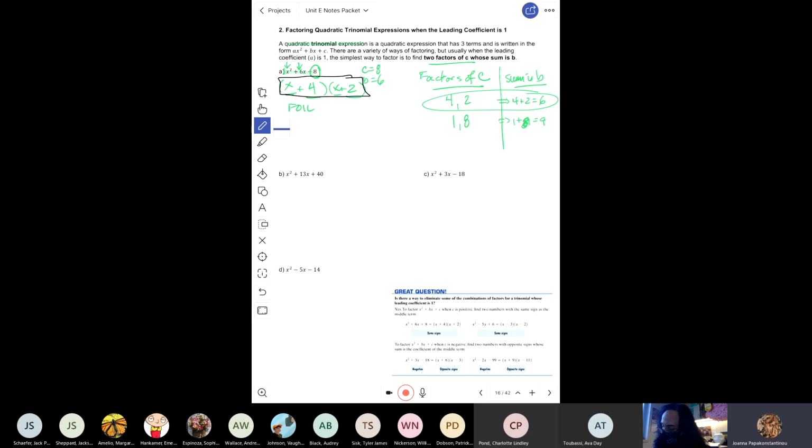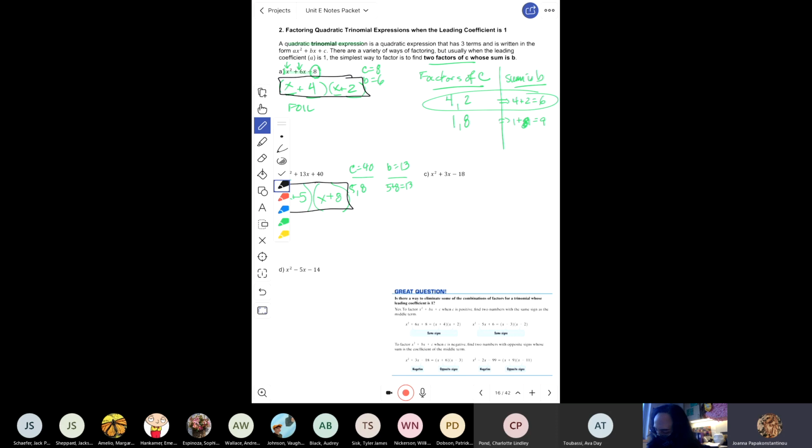In the next one, I want to maybe identify C and B. So I'm looking for factors of C that add to give me B. Can we think of two numbers that multiply to give me 40 but add to give me 13? 5 and 8. So I'm going to factor this quadratic trinomial. The first terms multiply to give me x squared. These terms add to give me B but multiply to give me C. Do we remember how to factor? This is coming back to you.